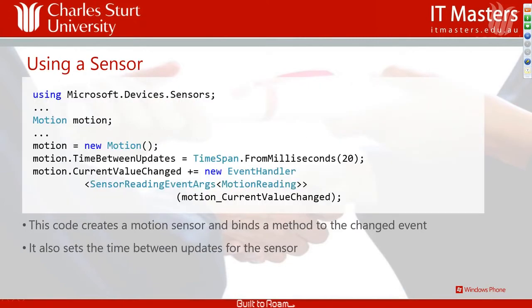Again, like with the other sensors, the motion sensor is no different. You just create an instance of it. You determine the time between updates, so this is how frequently you want the updates to come to it. It raises an event handler for when the current value is changed, and that's your opportunity to actually invoke your code.